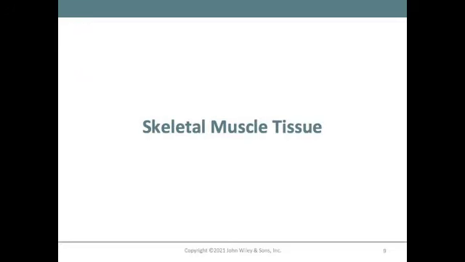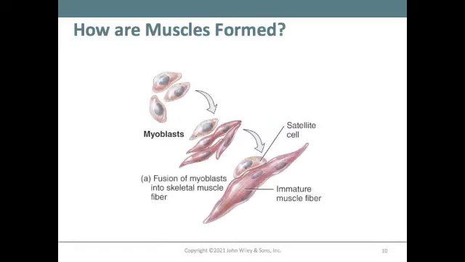So let's talk now about skeletal muscle tissue, and we're going to talk about how this is formed. Page 310 at figure 10.2. So what we see here are myoblasts. So myology is the study of muscle. So anytime that you, in your career in biology, see the prefix myo in front of something, that's going to imply that it's related to the muscle.